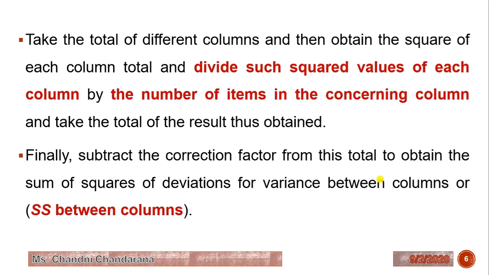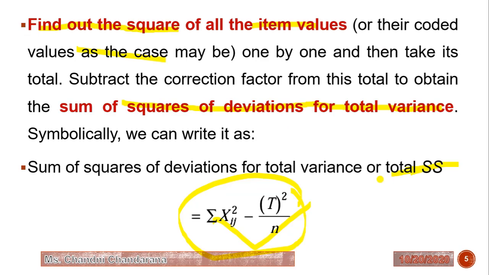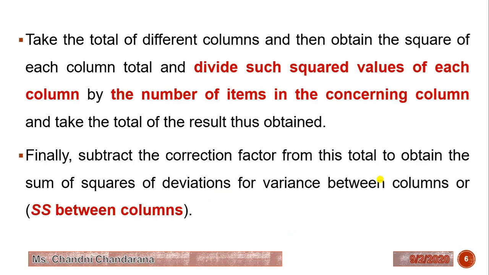Once we have found the total SS, we have to find the SS for columns as well as rows. So take the total of the different columns and then obtain the square of each column total. After that, we divide such squared values of each column by the number of items in the concerning column and take the total of the results thus obtained. So finally, what do we have to do?